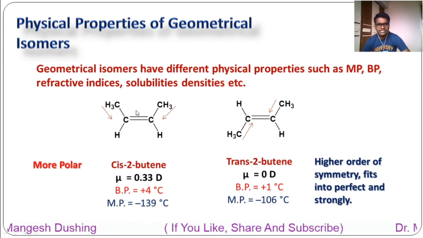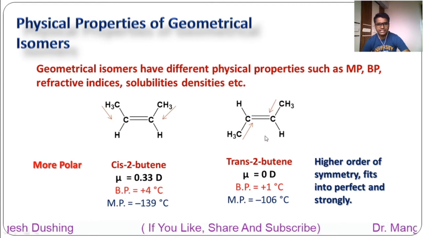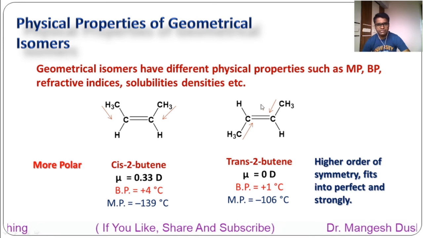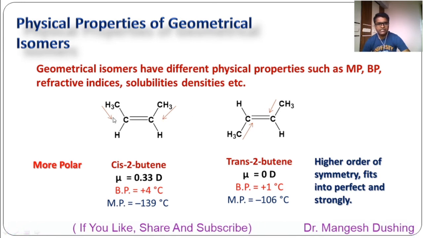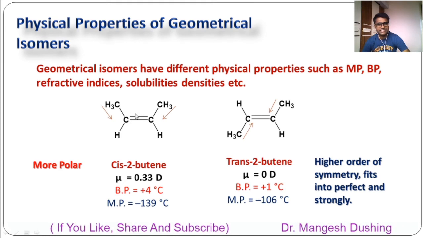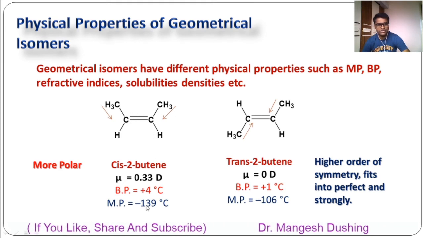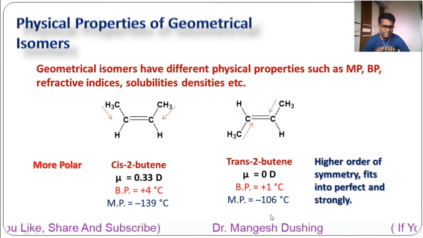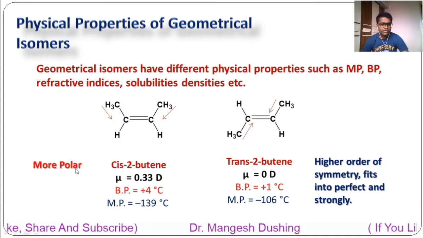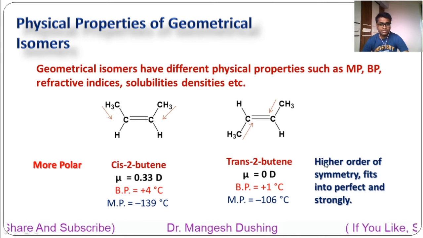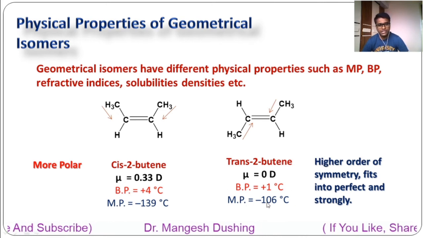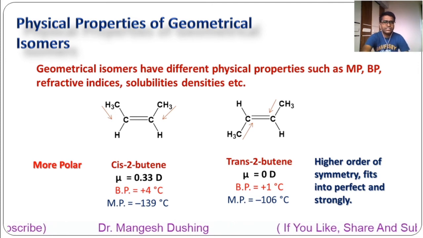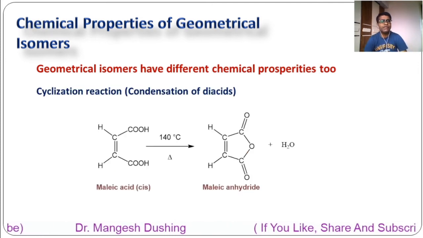The trans isomer has a higher degree of symmetry, so it fits into the crystal lattice perfectly, while the cis isomer fits poorly in a crystal lattice. That's why its melting point is lower and the melting point of the trans isomer is higher. Always remember one thing: more polar, higher boiling point, but more symmetrical, higher melting point. These are the physical properties of geometrical isomers. Now we will see the chemical properties.